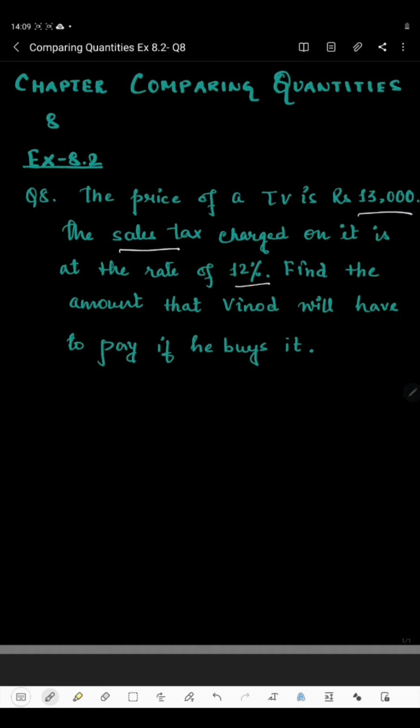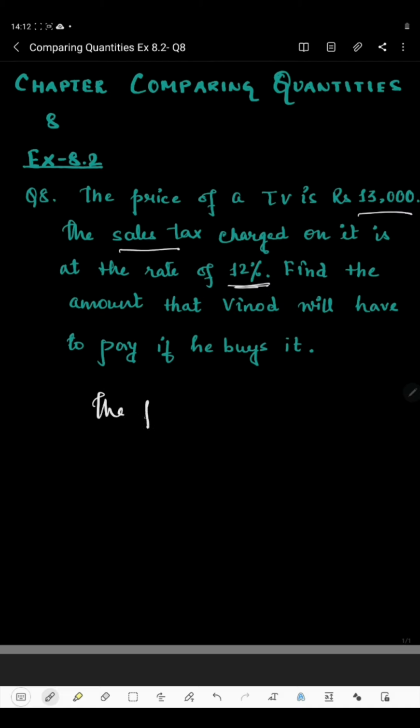Now what do you mean by sales tax? Sales tax is an amount of money which is added to the cost of the product. So if a customer wants to buy a TV or any item, he or she has to pay the amount which is the cost of that item, and along with that he has to pay the sales tax also. So here we will have to find the amount that Binod will have to pay if he buys it. If the cost of a TV is 13,000 and sales tax charged on it is 12%, then we will have to find how much he has to pay if he buys it.